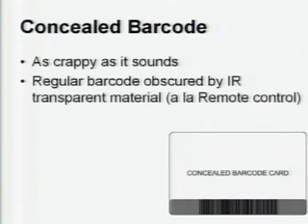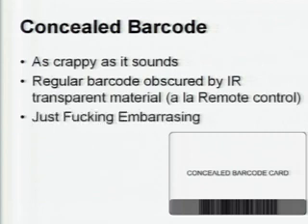Basically, it looks somewhat similar to a magstripe card. You've got a black bit that goes right to the bottom of the card, and that's IR transparent, and in the middle of that, you've got a barcode. So basically, with a torch and a photocopier, you've got it owned. It is just embarrassing. If you see someone with one of these, I want you to shoot them.